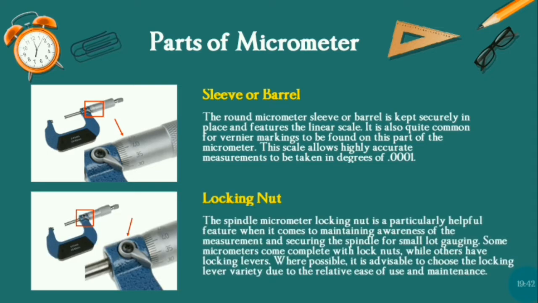Next, locking nut. The spindle micrometer locking nut is a particularly helpful feature when it comes to maintaining awareness of the measurement and securing the spindle for small lot gauging. Some micrometers come complete with lock nuts, while others have locking levers. Where possible, it is advisable to choose the locking lever variety due to the relative ease of use and maintenance. It works as a stationary nut for this mechanism, so rotation of this mechanism into the lock nut controls the spindle movement.